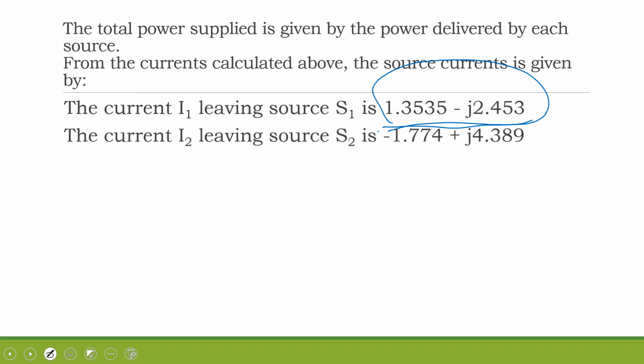Similarly for the current leaving source 2, that would be the current through the 10 ohm resistor. Again, it's the negative of the current we calculated. So note, you're finding the power being supplied by the sources. So if the power is being supplied, we are then looking for the current leaving.